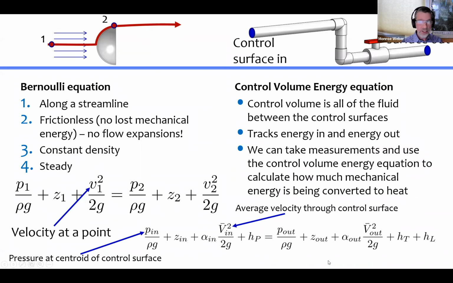And so then we can take measurements at the two control surfaces, like the pressure and the elevation and the velocity. And from that, we can figure out what the head loss is, assuming that there's no pump and no turbine in the system. And that head loss is basically a measure of mechanical energy that's been converted to heat. So it's lost mechanical energy.